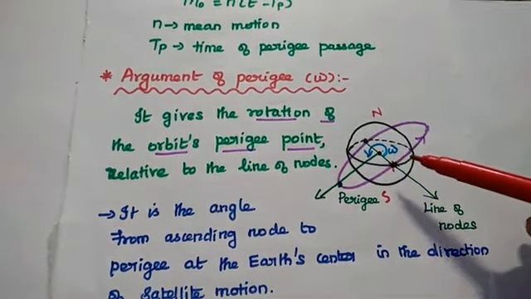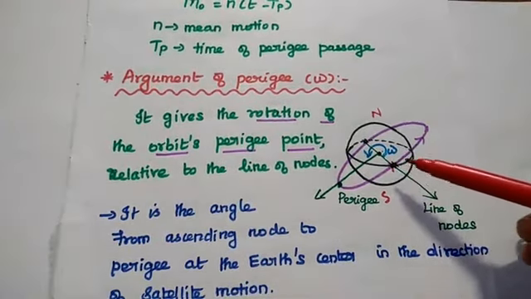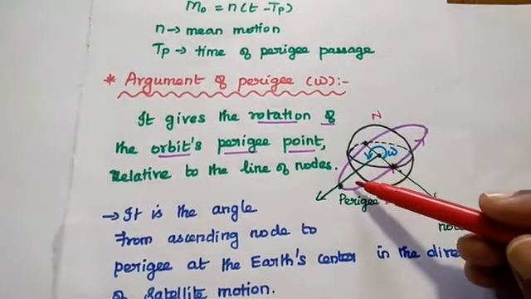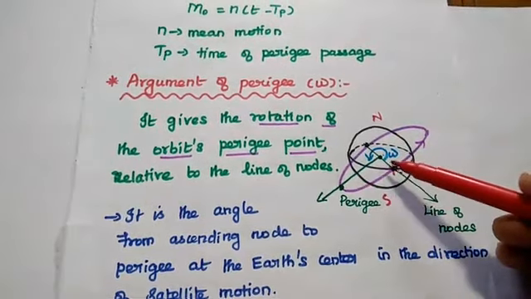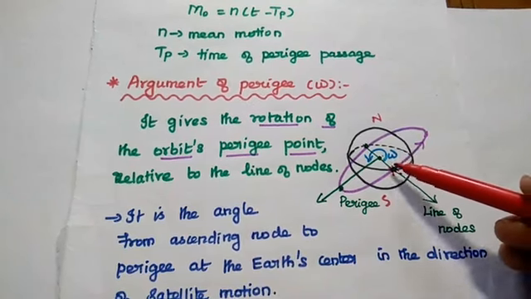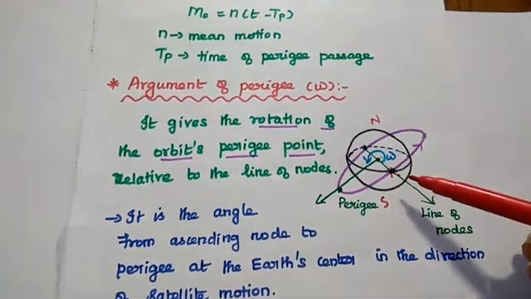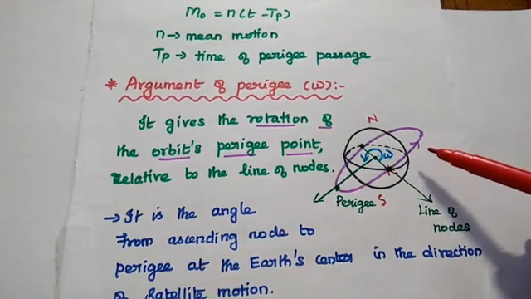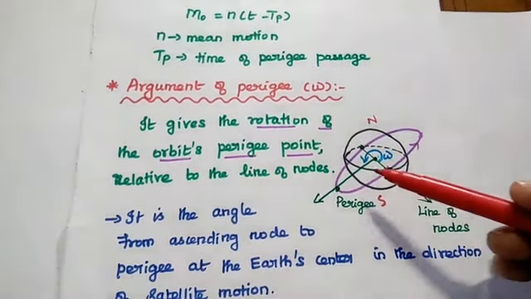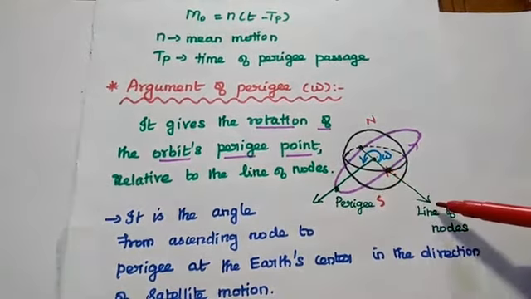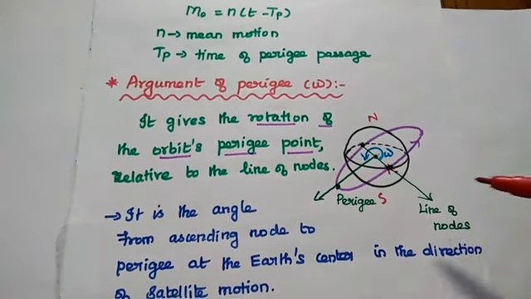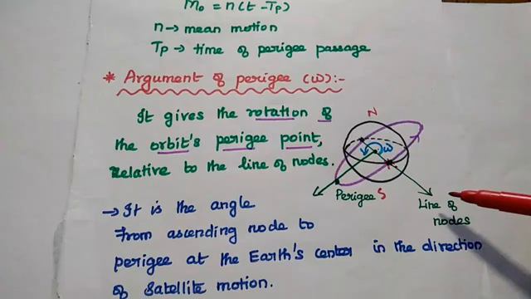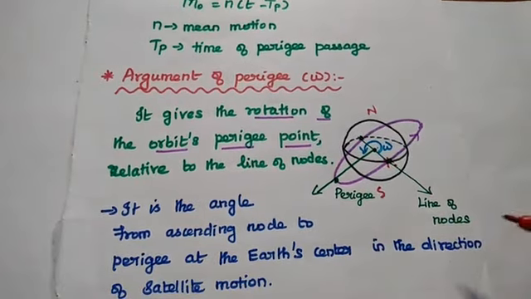Okay. So argument of perigee is the angle from the ascending node to the perigee at the center of earth in the direction of satellite motion. So it is mainly used to give the rotation of the orbit's perigee point. It is related to this line of nodes. Okay. So argument of perigee is mainly used to give the rotation of the orbit's perigee point.